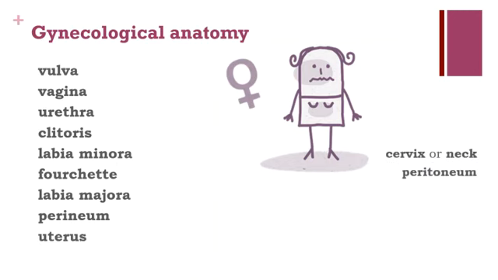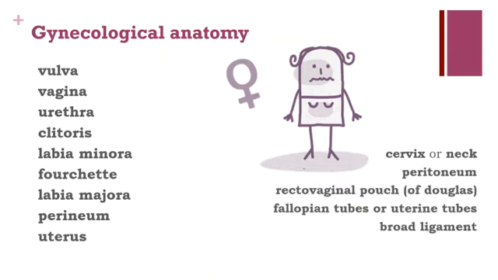The uterus is connected to the cervix or neck. The peritoneum is draped over it. The valley so formed between it and the rectum is the rectal vaginal pouch or pouch of Douglas, and the fold of peritoneum in which the fallopian tubes lie is known as the broad ligament.